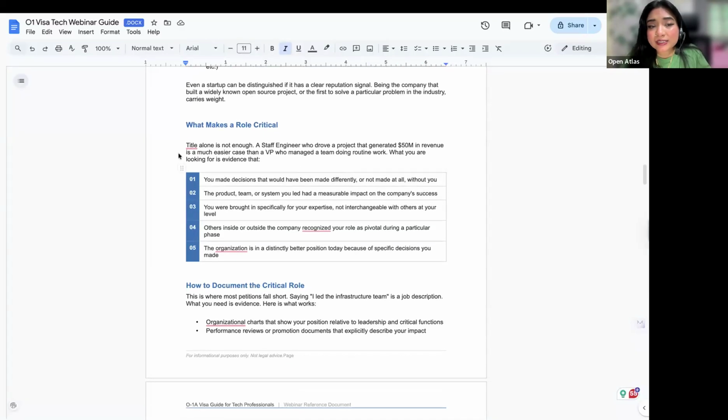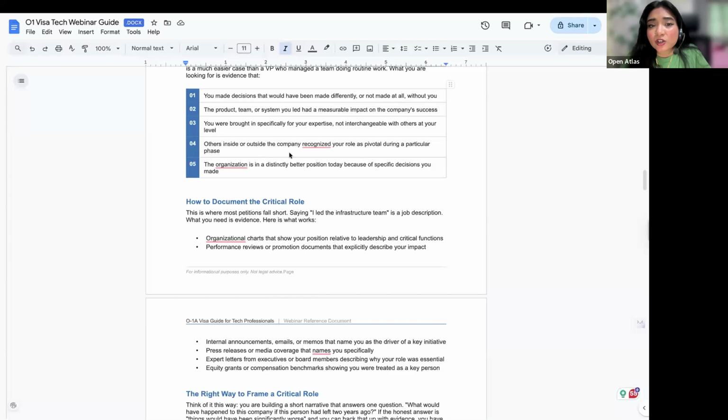What makes a role critical? Title alone is not enough. A staff engineer who drove a project that generated $50 million in revenue is a much easier case than a VP who managed a team doing routine work. What you are looking for is evidence that you made decisions that would have been made differently or not made at all without you. The product, team or system you led had a measurable impact on the company's success. You were brought in specifically for your expertise, not interchangeable with others at your level. Others inside or outside the company recognized your role as pivotal during a particular phase. The organization is in a distinctly better position today because of specific decisions you made.